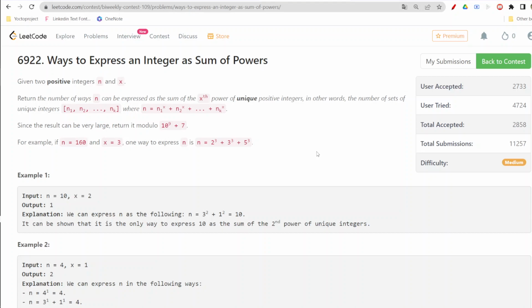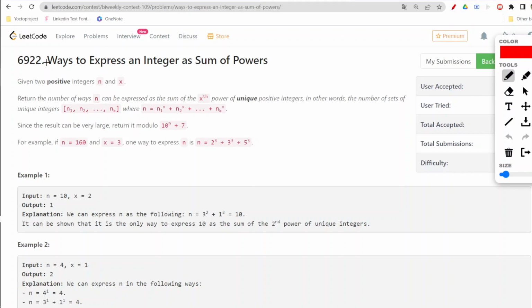So today we are going to do the LeetCode bi-weekly fourth question. Let us first read this question, then I will go through the constraints and the coding part for the same. The question is: ways to express an integer as sum of powers.